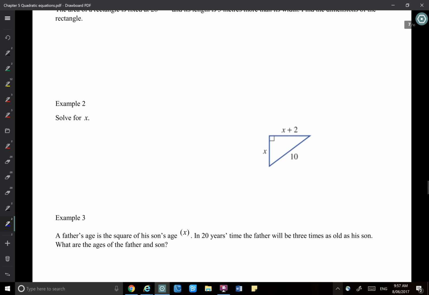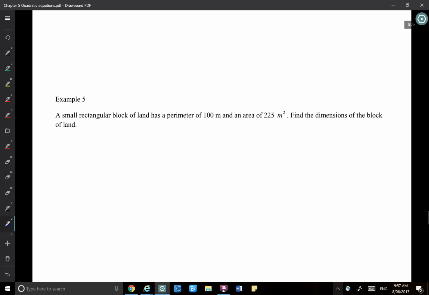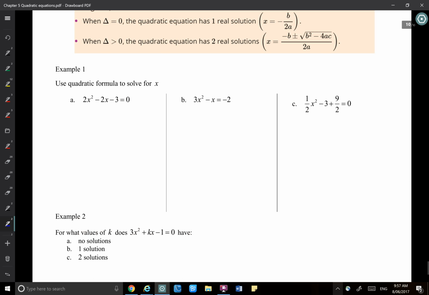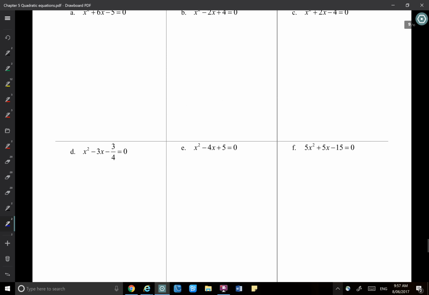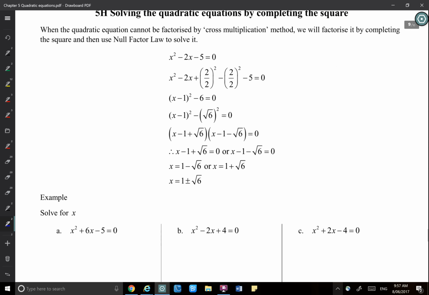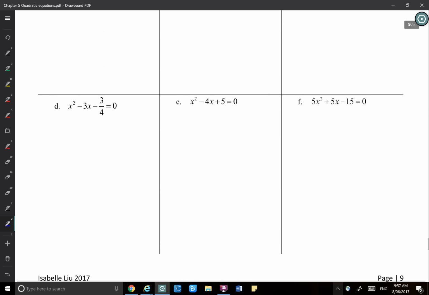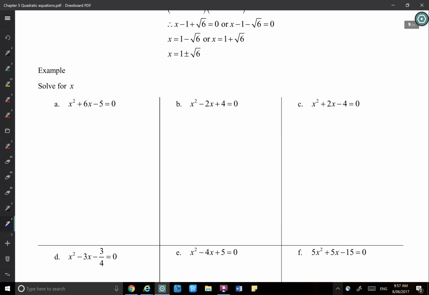Let's have a look at page 9. I'm not going to keep going, but what I want you to do on page 9 is, most of these questions cannot be done by cross multiplication, so use completing the square to factorize first and solve for it. After you factorize, it will be the same as the previous page. How to solve for it? Each factor can be equal to 0, and solve for x.